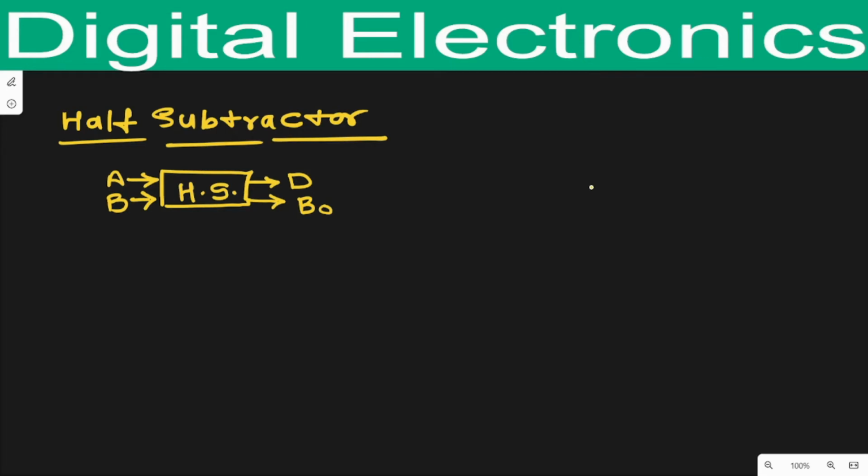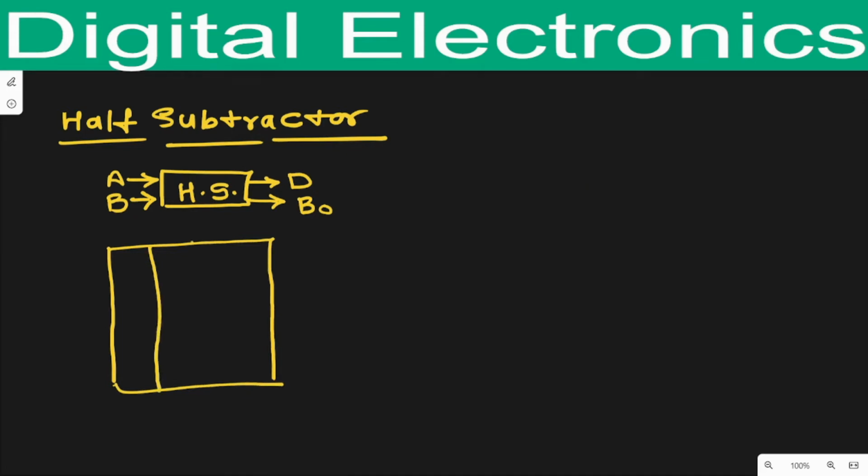The whole characteristic of half subtractor can be understood by using a table. This table is known as truth table. Okay, so I am making a truth table for half subtractor. Here this one is the truth table. Here I am writing one input as A, another input as B, output as D, and the second output is B naught.